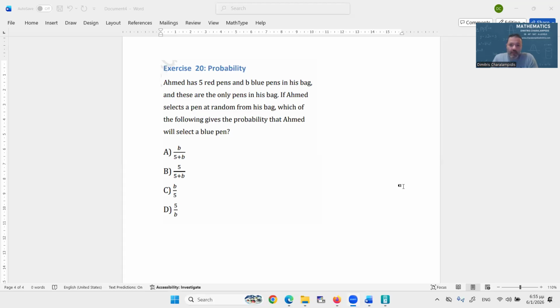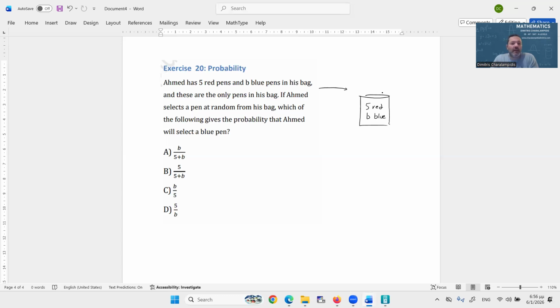Exercise 20. It's an exercise that involves probabilities. Ahmed has 5 red pens and B blue pens in his bag. And these are the only pens in his bag. I always like to visualize such exercises. So let's create here a bag. He has 5 red and he has B blue pens.